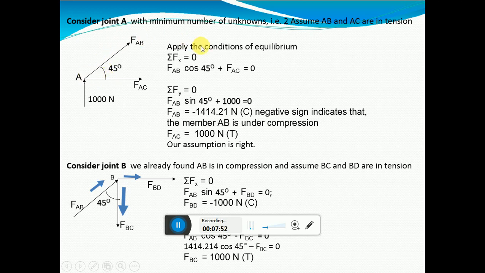This is FAB. Apply the conditions of equilibrium. Summation Fx is equal to 0. First condition. For this particular joint, apply this condition. Here, which are the forces in x direction? FAC, moving towards positive x direction. So it is plus FAC. FAB, making an angle of 45 degree with the x axis. So it is FAB cos 45, moving in the positive x direction. So it is plus FAB cos 45, which is equal to 0.